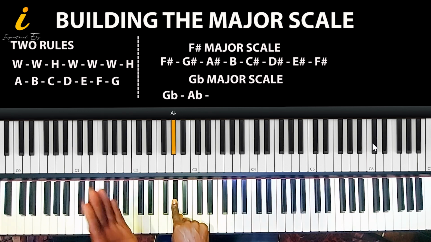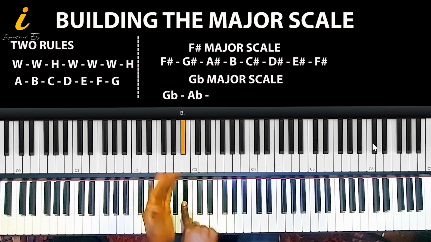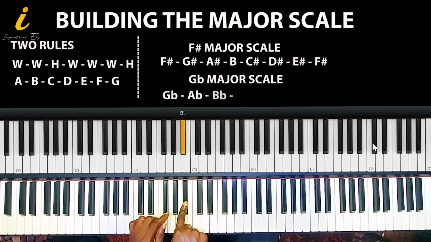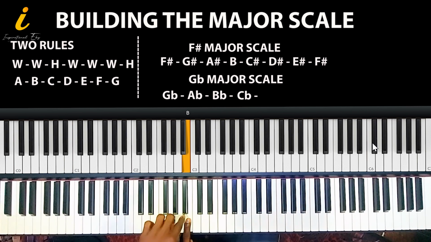The next interval is a whole step. After A is B. That's B flat. The next interval is a half step. After B is C. So this is called what? C flat. Remember the two names of this sound here. It's either called B or C flat. Now we're using C flat because after B we require what? A C.